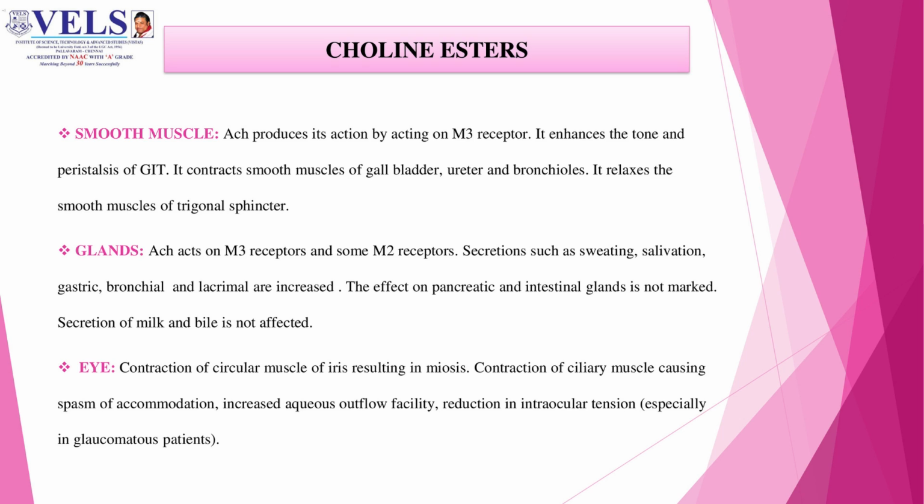Glands. Acetylcholine acts on the M3 receptors and sometimes on the M2 receptors also. The main action is increased secretions. That means secretions such as sweating, salivation, gastric, bronchial and lacrimal are increased. The effect on the pancreatic and intestinal glands is not marked, whereas the secretion of milk and bile is not affected by acetylcholine.